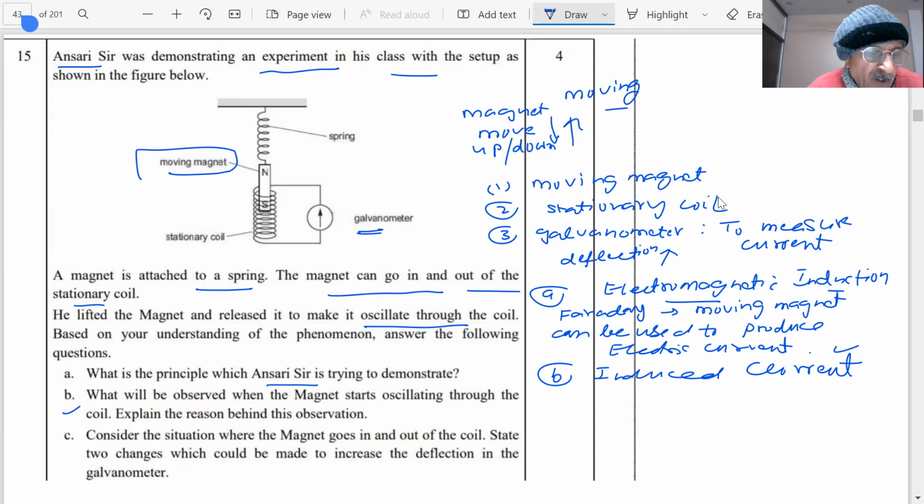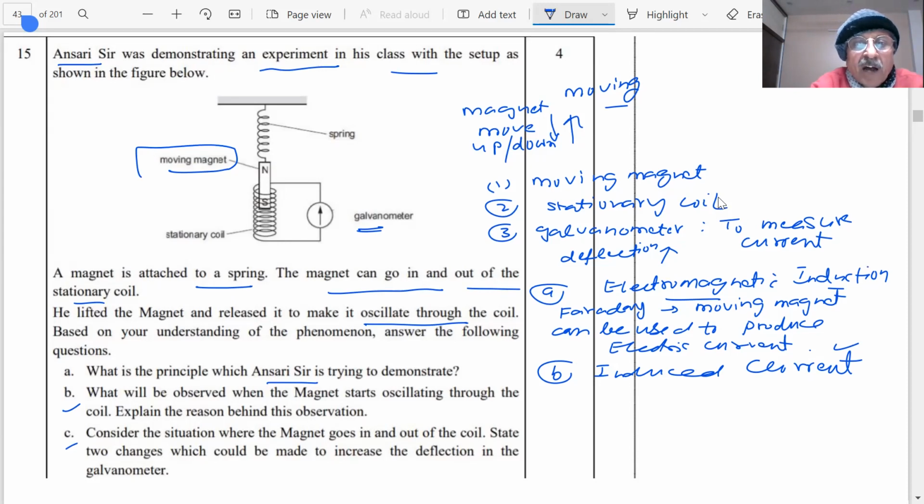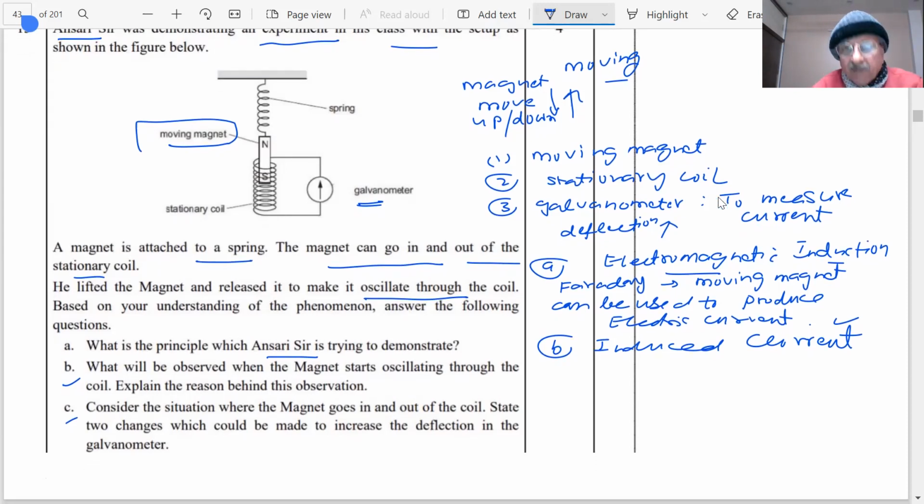Okay? So the induced potential difference is produced, which generates an induced current. This is an example of electromagnetic induction. Consider the situation where the magnet goes in and out of the coil. Two changes could be made to increase the deflection in the galvanometer.